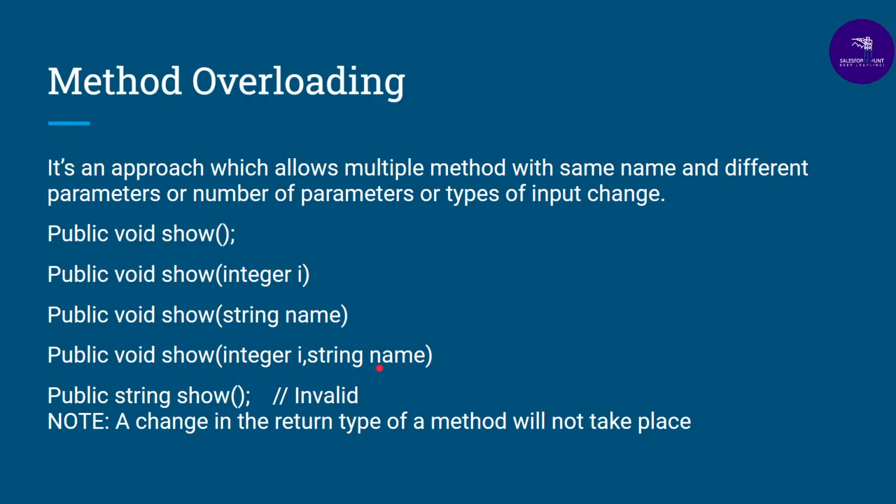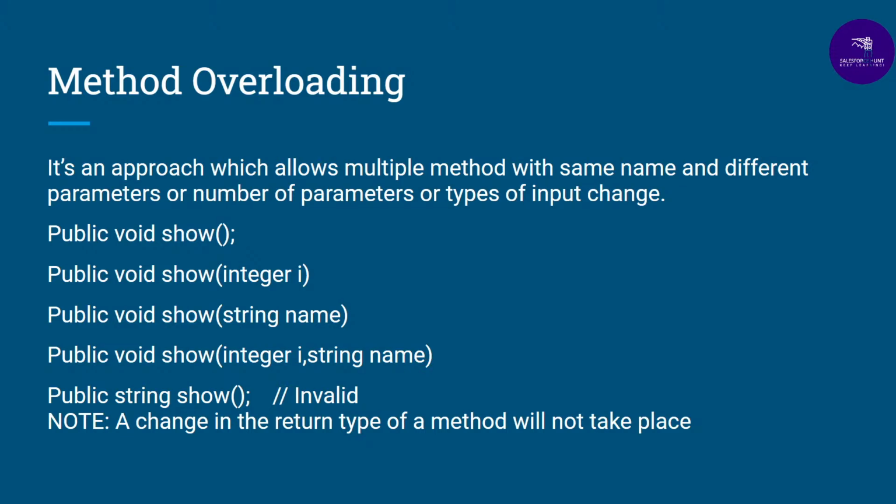Finally you can see public string show. This is invalid, so you cannot define the same type of method again and again with the same parameters. This is one drawback of method overloading. If you already defined it at the top and try to define it again at the bottom with the same signature, the same name, object oriented programming, or any programming language, does not allow this syntax again and again.